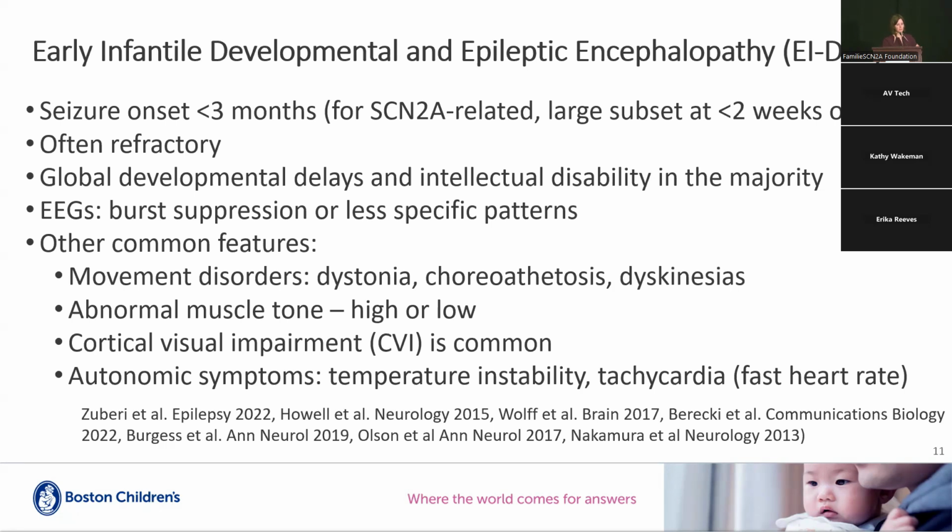Dyskinesia is non-purposeful movements. You see abnormal muscle tone that can be low or high, or low centrally and high in the extremities. Cortical visual impairment or cerebral visual impairment, which we just heard about, is very common in this group and not always recognized by neurologists, so important to bring up. And then autonomic symptoms, which we had a talk on yesterday, are very common as well.